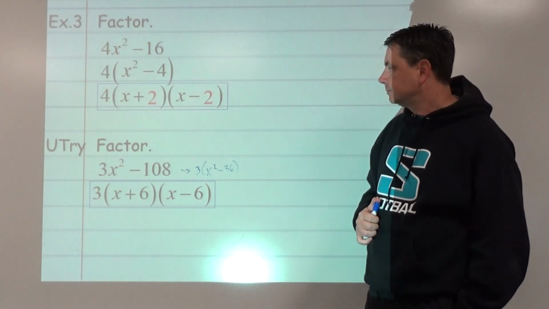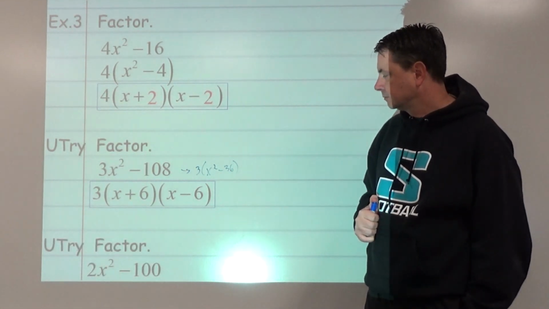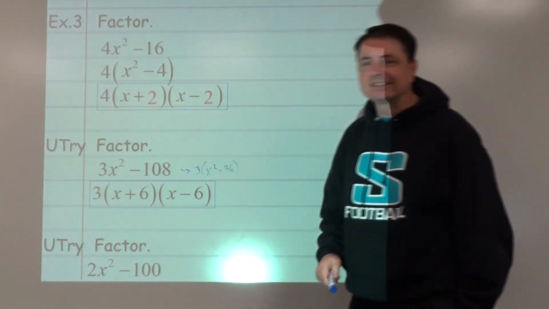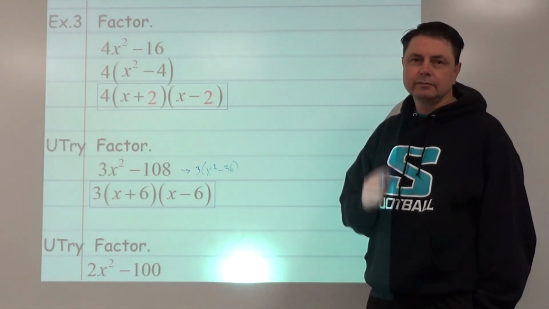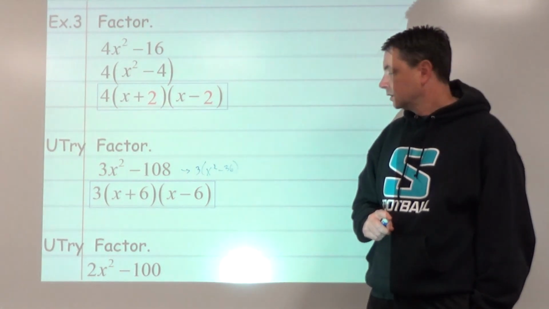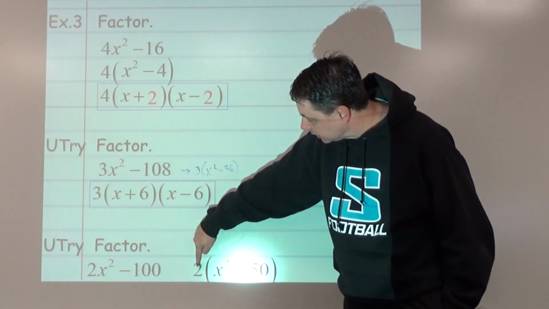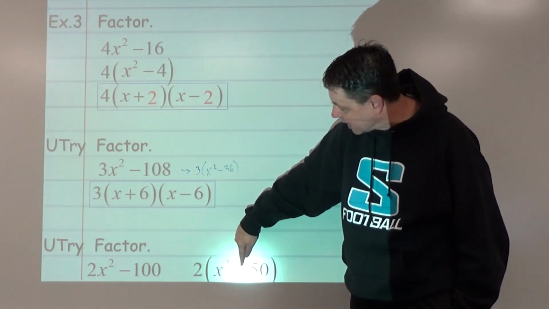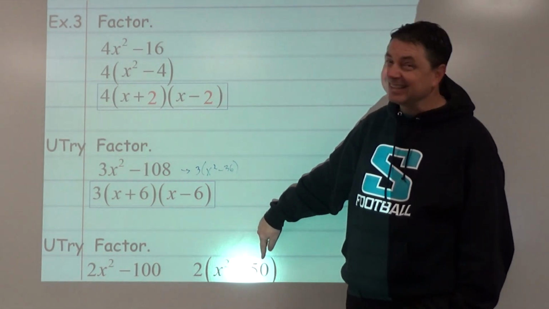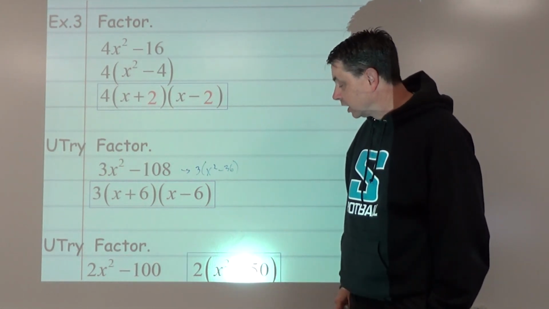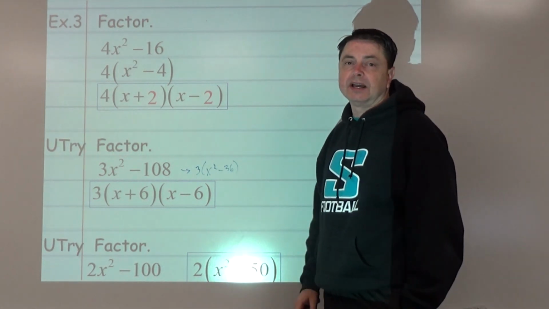One more for you. Factor 2x squared minus 100. Pause. Resume when you're ready. All right, that one, only thing we can do is factor out the 2. So 2 times x squared minus 50. That is not a difference of squares. 50 is not a square. That's as far as we can go. We're going to box that answer.